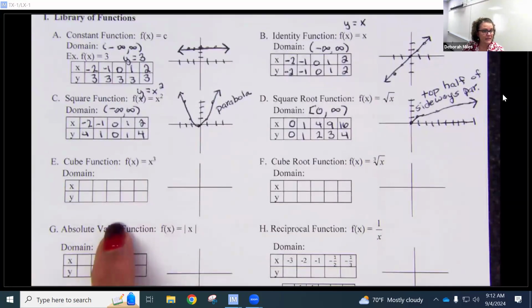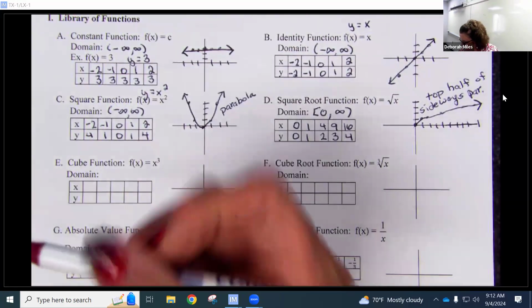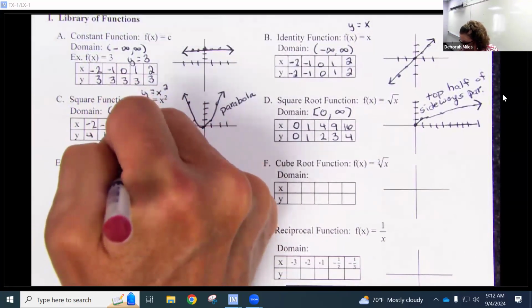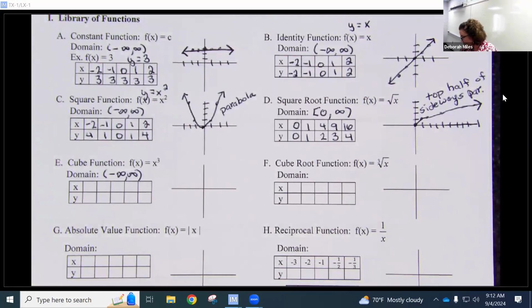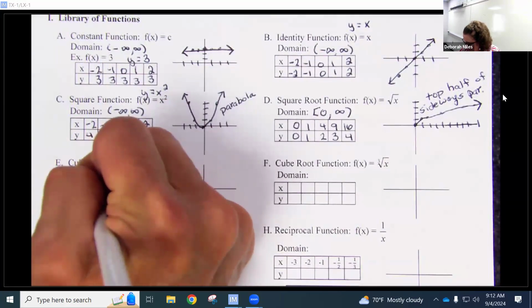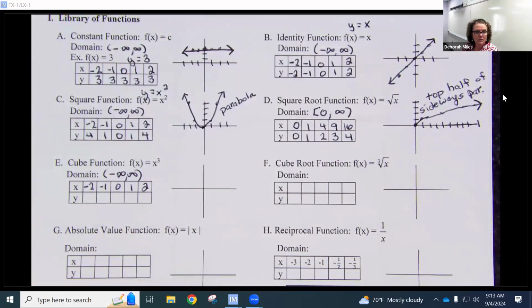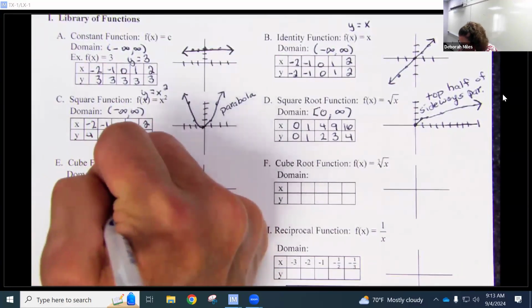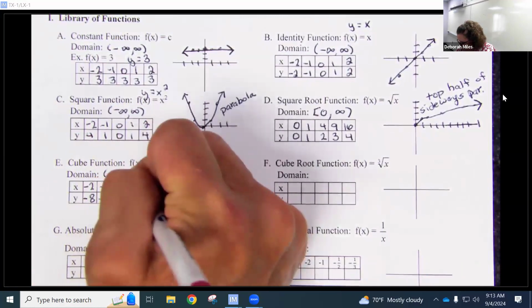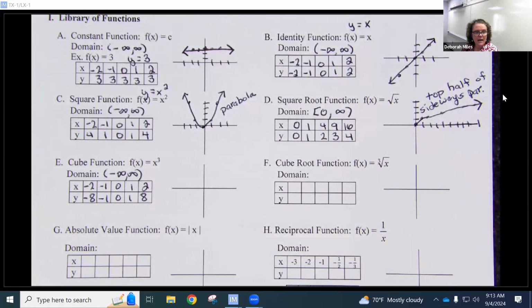The next graph is f of x equals x cubed. The domain, the numbers that you can cube, are from negative infinity to infinity. Cube anything in the whole wide world. I'll go back to my -2, -1, 0, 1, and 2. Cube each one of those x's. And then graph those ordered pairs.